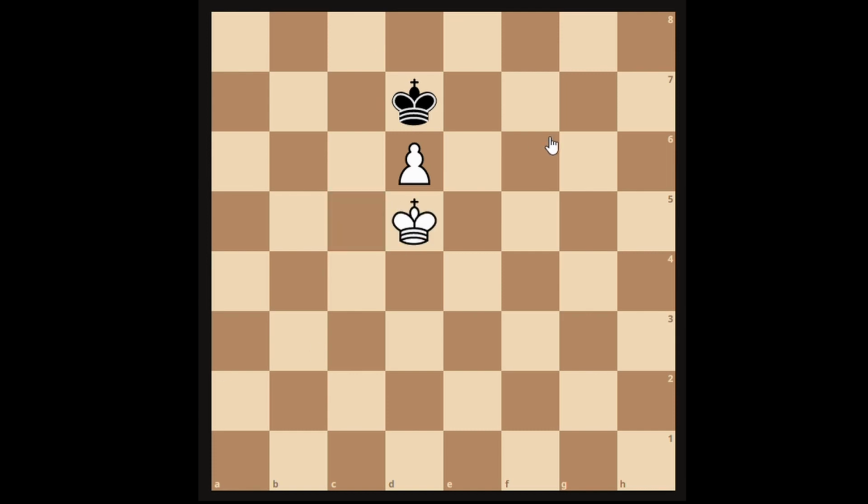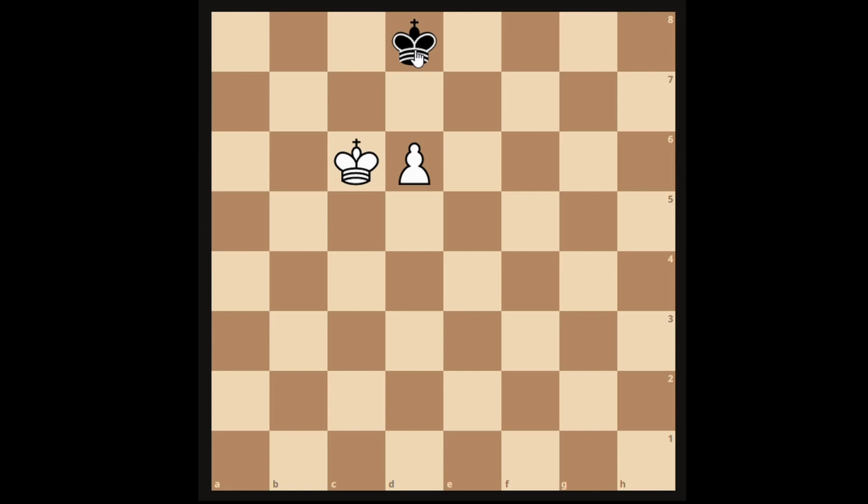So by symmetry, if white goes here, it's the same thing as if white goes here. Just look at the board, it's like half. Anyways, it's black's turn to move. Black goes back like this. Now let's say white goes here. Then after this, black will take the opposition, which I discussed in a previous video.